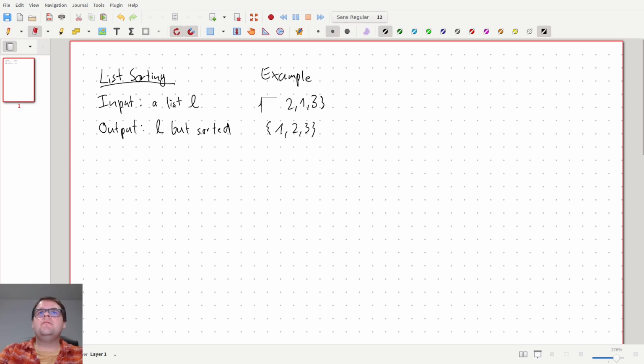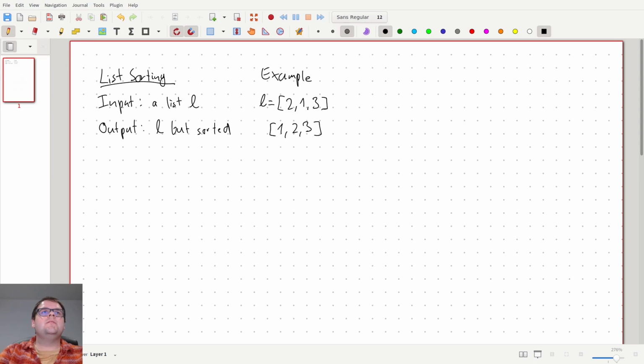Actually, we don't have sets here, it's lists, right? So the order matters. So I shouldn't use the set notation here. So yeah, that's the idea of list sorting. Pretty simple, you've seen it before.